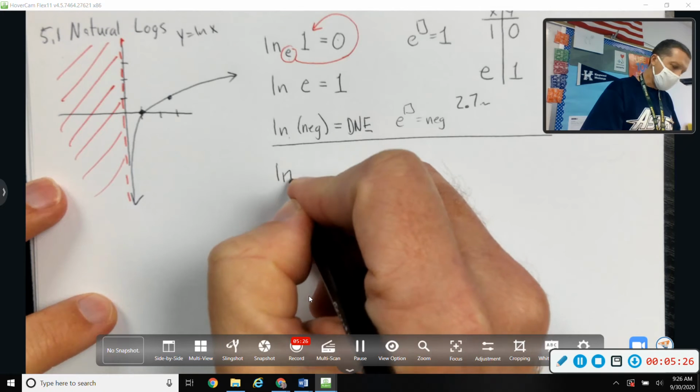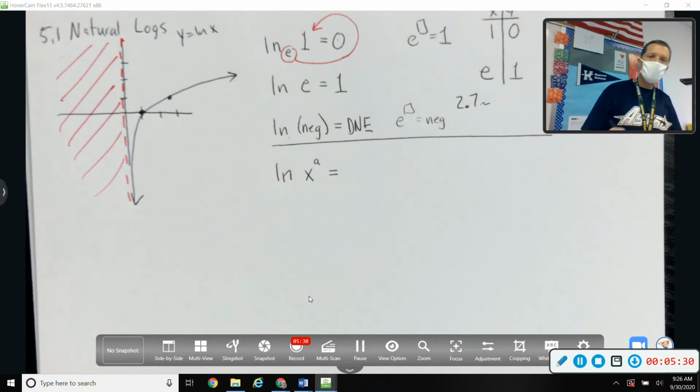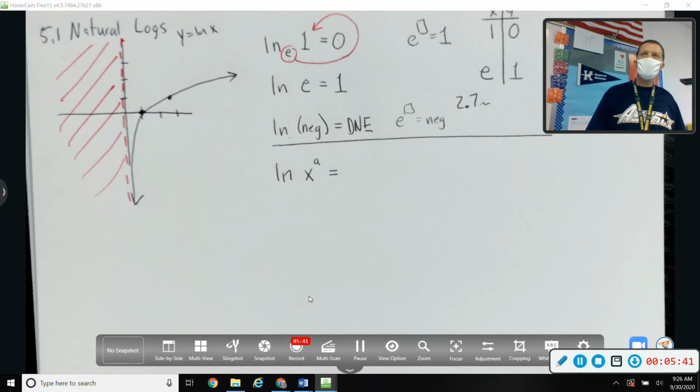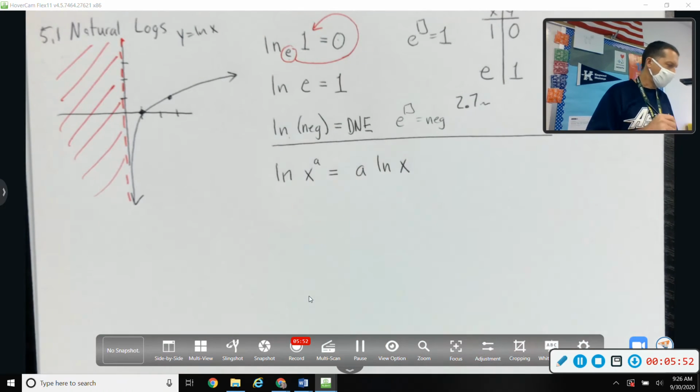Let's do some properties of logs. Natural log of x to the a. Do you remember what you can do with that from your Algebra 2 or pre-cal days? Put the a in front. A times natural log x.